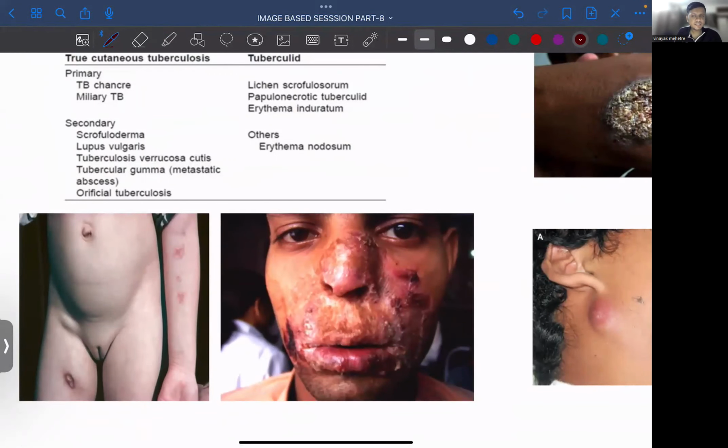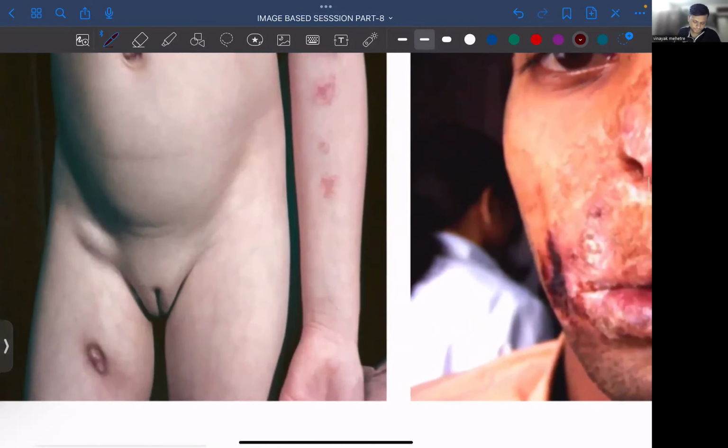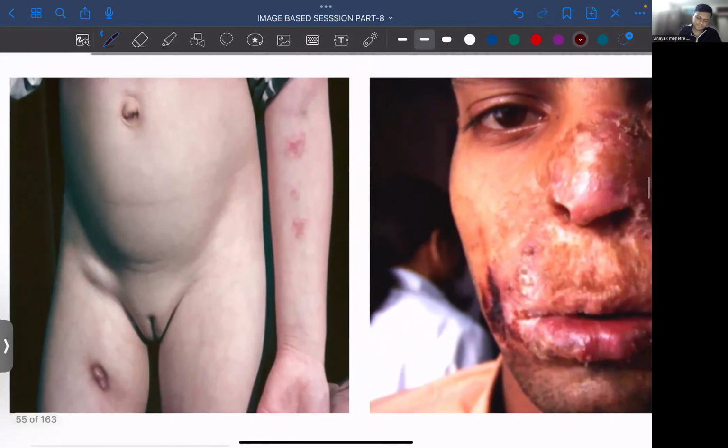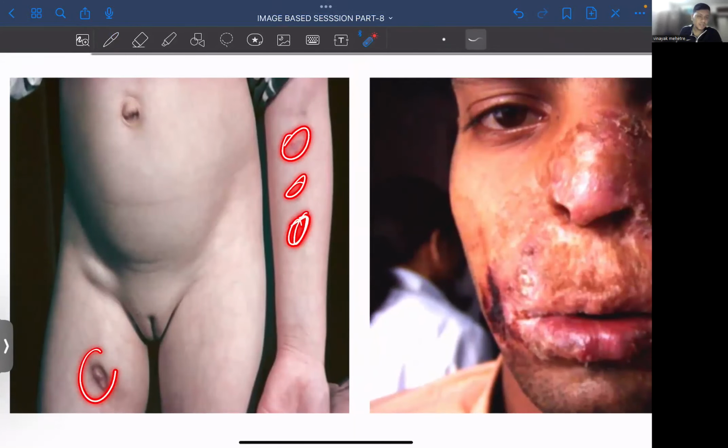ठीक है, टीबी के लीजन्स आते हैं, राइट? वी डू हैव टीबी लीजन्स. टेक अ लुक ओवर दिस चाइल्ड. Okay, there are lesions. They will give history of TB, of course. There are lesions present on the body.